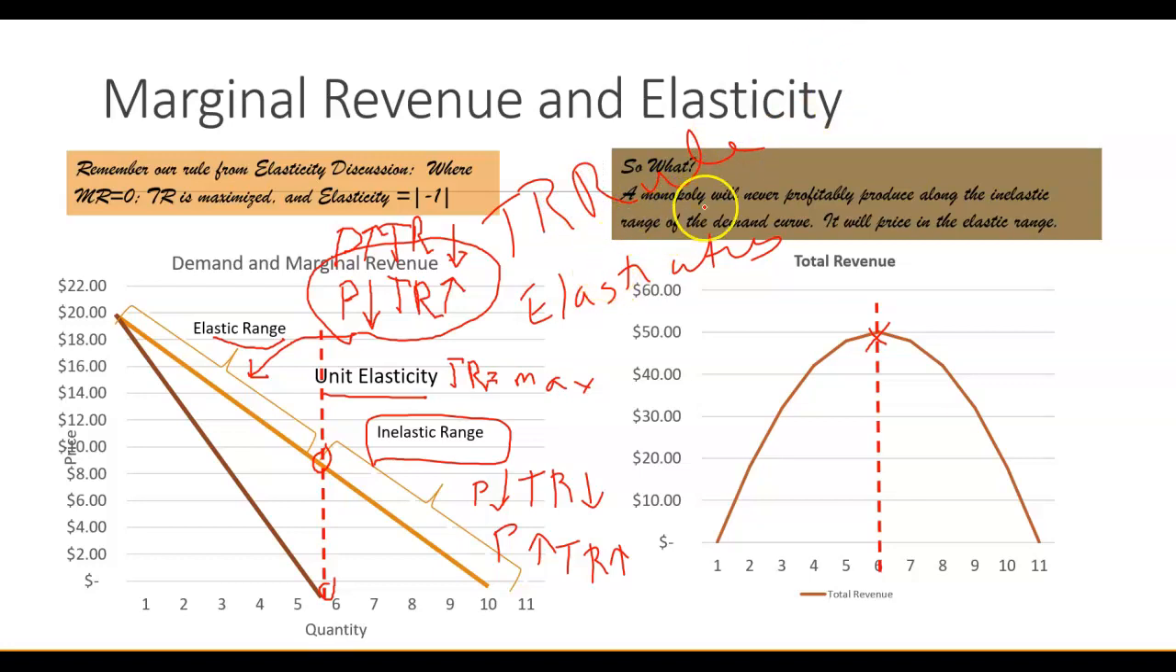So what? A monopoly will never profitably produce along the inelastic range of the demand curve. So that's an important thing. It'll never profitably produce along the inelastic range of the demand curve, which means that if it's producing 6, 7, 8, 9, 10 units, it's losing money. So that's an important note for you.